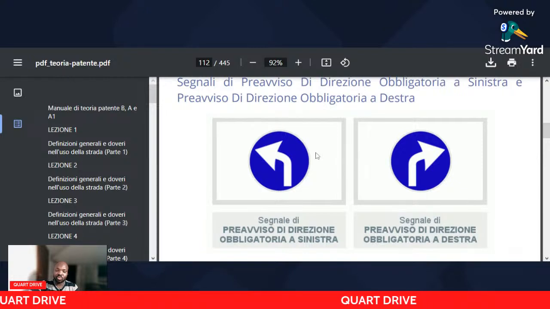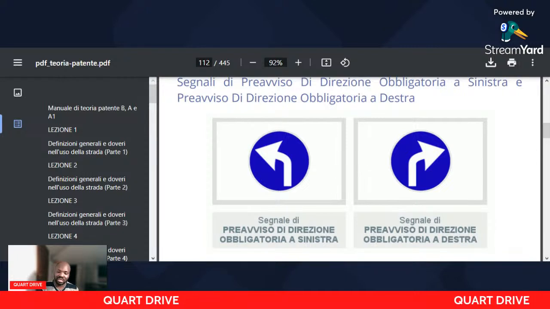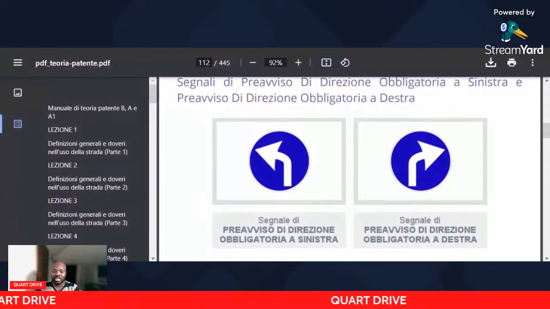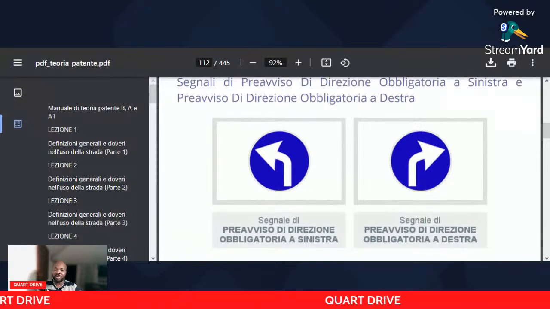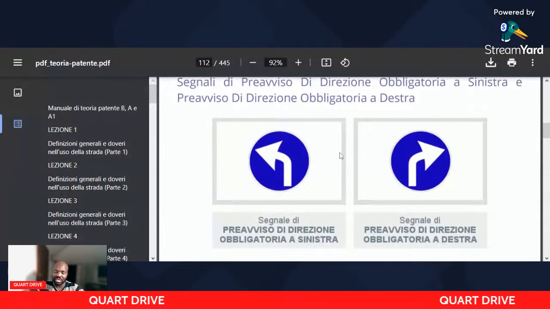So the difference between this one and the first one is that this one goes to the left-hand side. It is a pre-notice that you are therefore allowed to take your left-hand side, and the other one is saying that you are allowed to take your right-hand side. But this one is not placed at the junction where you are going to curve, but before the junction that you are going to curve to. So these two signs are what? Segnali di obbligatoria, but it is pre-avviso direzione, pre-notice directions.